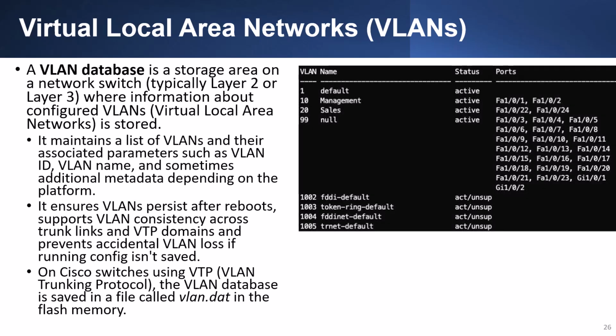A VLAN database is a storage area on a network switch, typically a layer 2 or layer 3, where information about configured VLANs is stored. It maintains a list of VLANs and their associated parameters such as VLAN ID, VLAN name, and sometimes additional metadata depending on the platform. It ensures VLANs persist after reboots, supports VLAN consistency across trunk links and VTP domains, and prevents accidental VLAN loss if the running config isn't saved. On Cisco switches using VTP, which is known as VLAN Trunking Protocol, the VLAN database is saved in a file called vlan.dat in the flash memory.